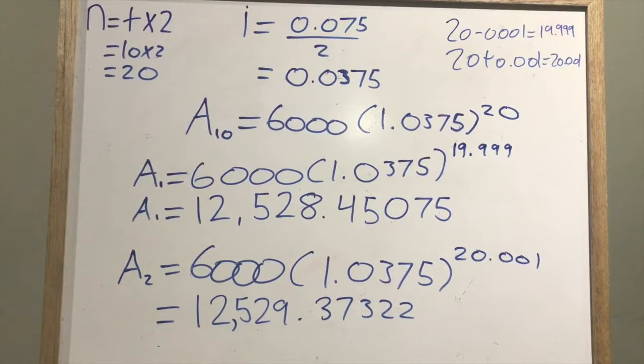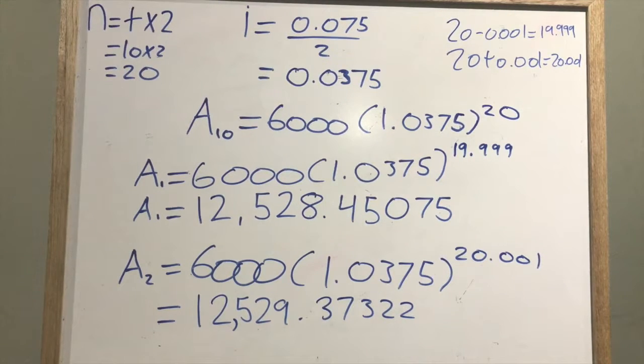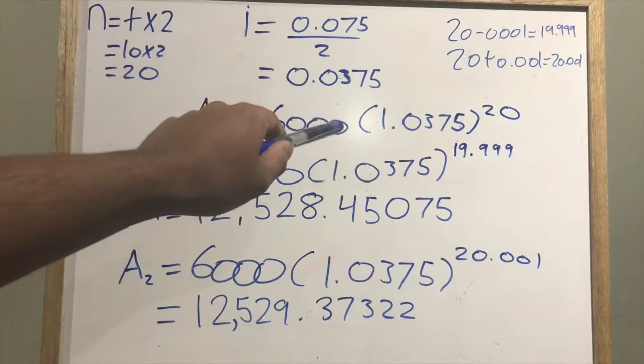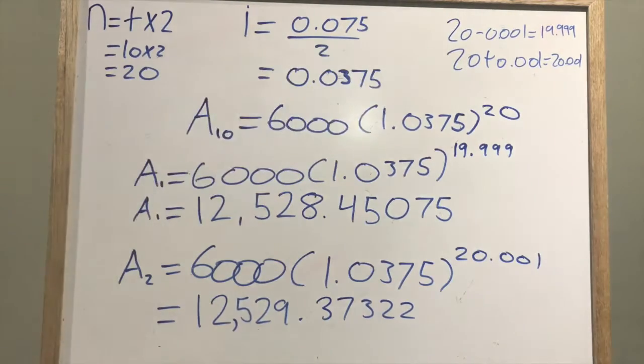Now it's time to recall what n represents, which is the number of compounding periods. In question B, the number of compounding periods was simply 10, because there were 10 years and 1 compounding period per year, as it was compounded annually. Now that this investment is compounded semi-annually, there are 2 compounding periods per year. So you will multiply that 10 years by 2 in order to get a total of 20 compounding periods. So as you can see, our revised equation reads A at 10 equals 6,000 times 1.0375 to the exponent 20.